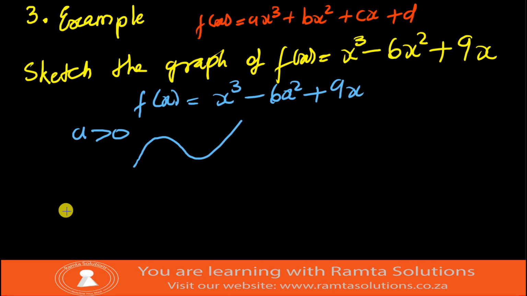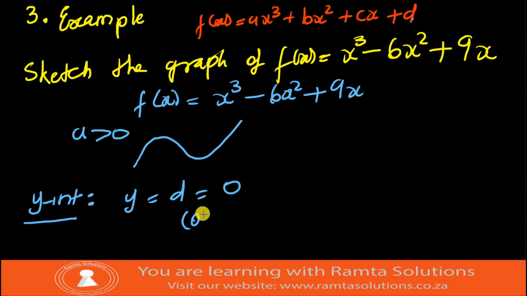Now, let's find our y-intercept. For the y-intercept, y equals d. Do we have a constant here? We don't have a constant, so this is equal to 0. So the coordinates of the y-intercept are 0 and 0, which means it passes through the origin. So we are done with the y-intercept. Let us now go to the x-intercept.